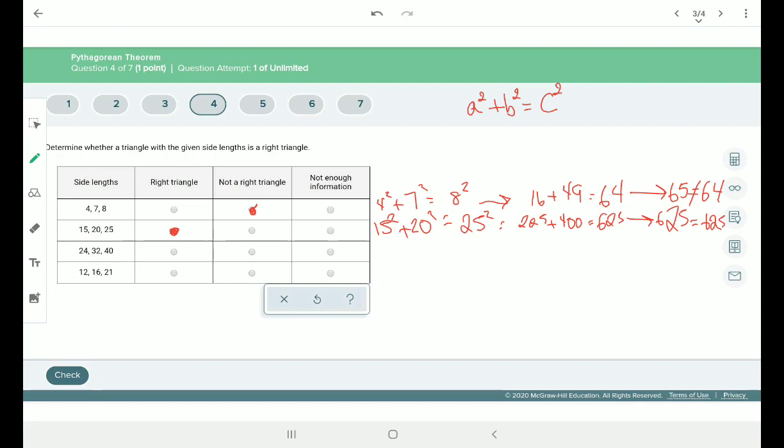And I can keep going. I just have to keep plugging those into that formula and figure out if they're a right triangle. If they're equal, it's a right triangle. If they're not, it's not a right triangle. But there will always be enough information as long as you have 3 sides. Okay, so questions 4 and 5, you will have to do that, okay?